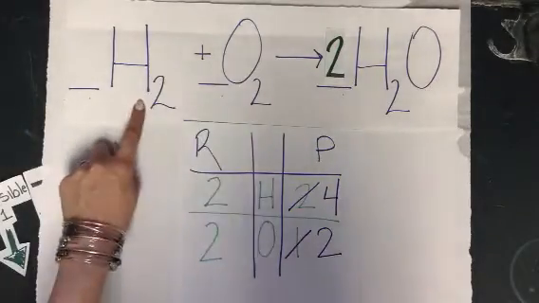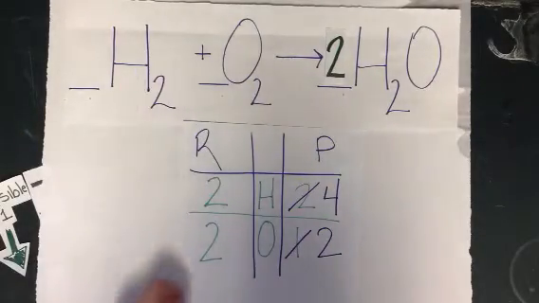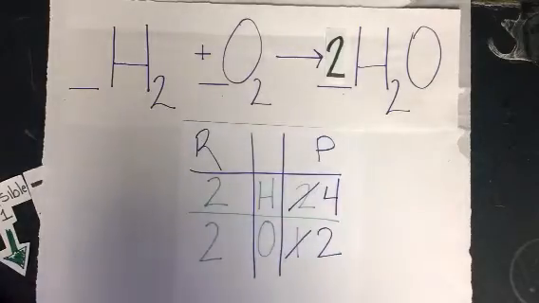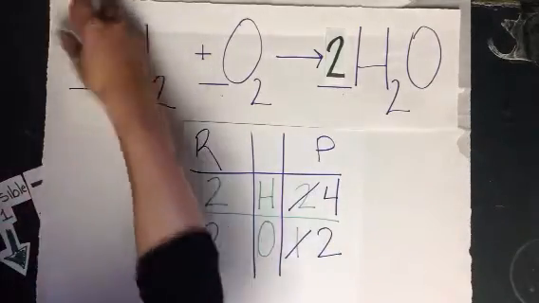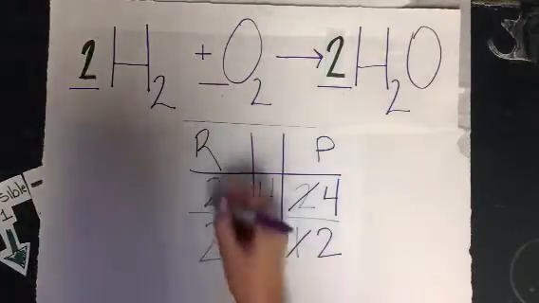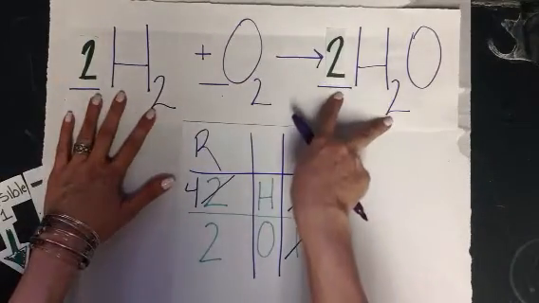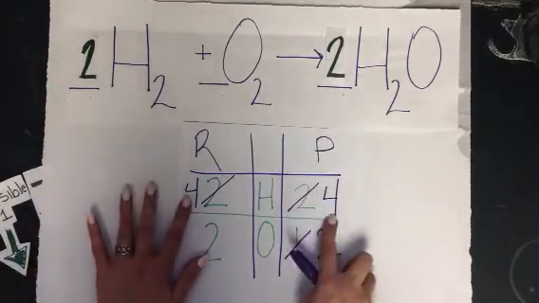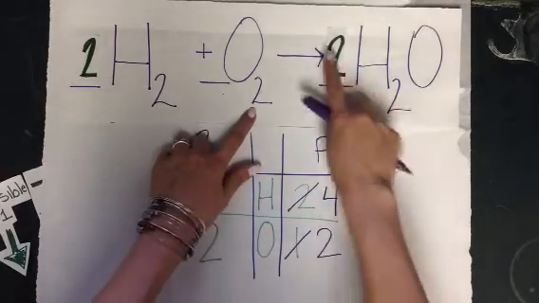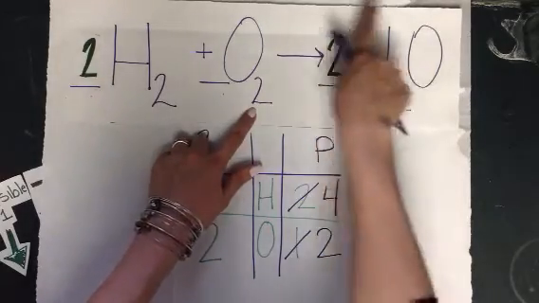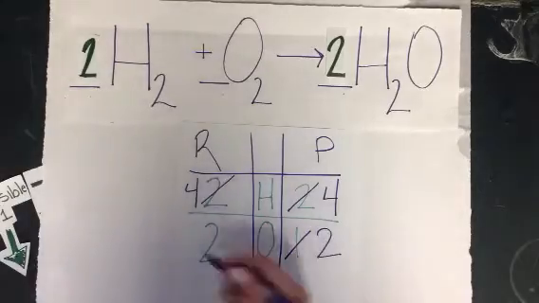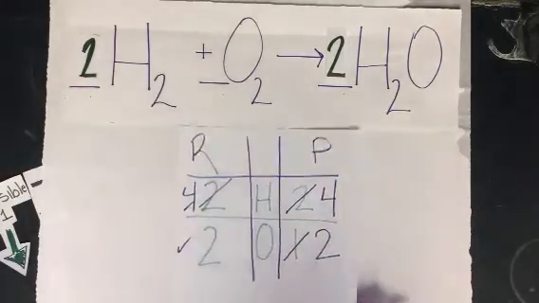So I've got hydrogens over here. There's 2. How do I make this into 4? Hopefully you said add a big 2 in the front. 2 times 2 gives me 4. And let's check. 4 here, 4 here. Correct. 4 and 4. 2 oxygens here. This 2 gets distributed. Oxygens here, 2 and 2. Good. Balanced. Everything is balanced. This would be considered a balanced equation.